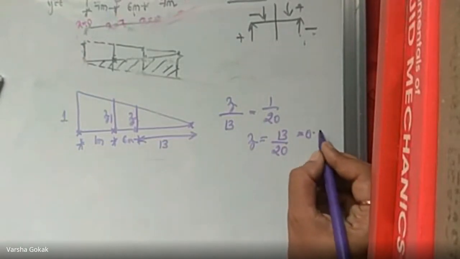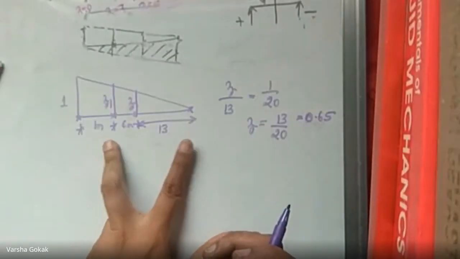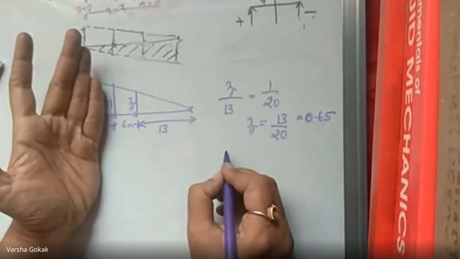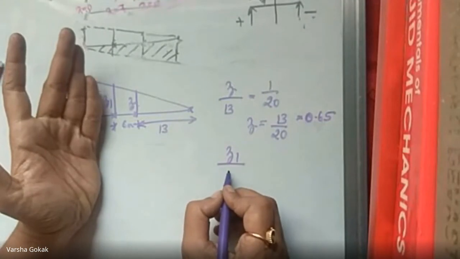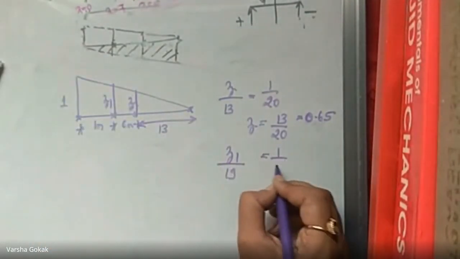Z is 0.65. Next, again, I have to calculate Z1. Z1 divided by this distance now. What is this distance now? 13 plus 6, right? So Z1 divided by this distance, 13 plus 6 makes it 19, will be equal to 1 divided by 20.